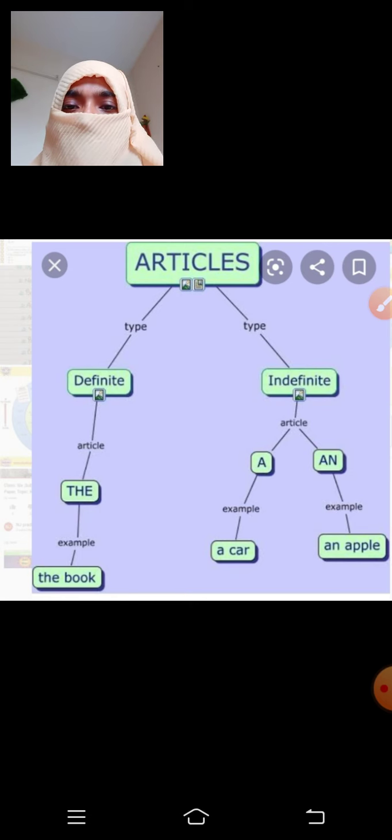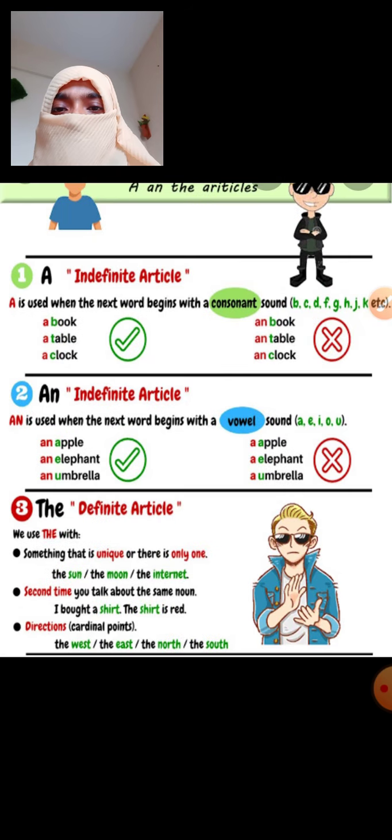What is a definite article? A definite article is a determiner that introduces a noun which has already been mentioned. And an indefinite article is a determiner that refers to non-specific things or a new concept. So let's see more examples.